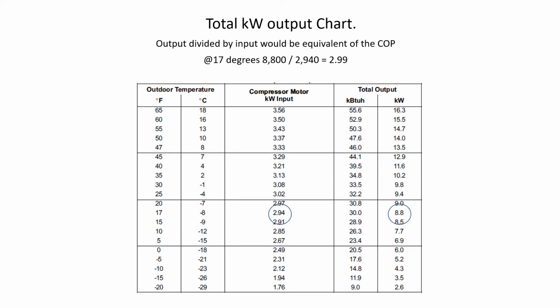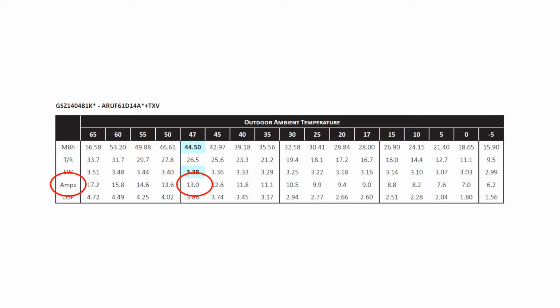At 17 degrees, we would have a COP of 2.99. At -5 degrees, we would have a COP of 2.3. In this example, we see at 47 degrees, the amp draw is 13, and as we swing to -5 degrees, the amp draw drops to 6.2. As the temperatures get lower outdoors, the pressures of the refrigerant also lower, making the compressor draw less amps in order to produce the heat output.